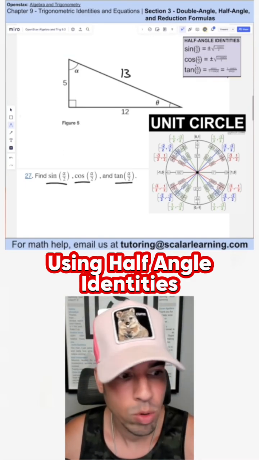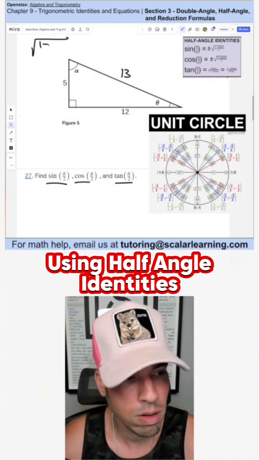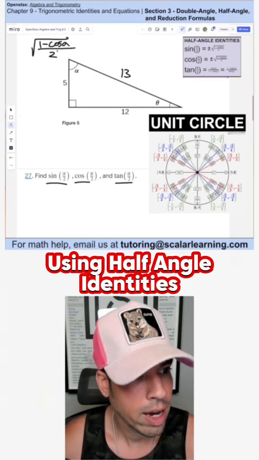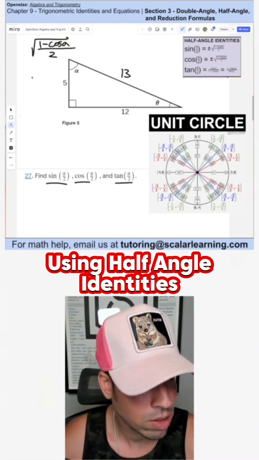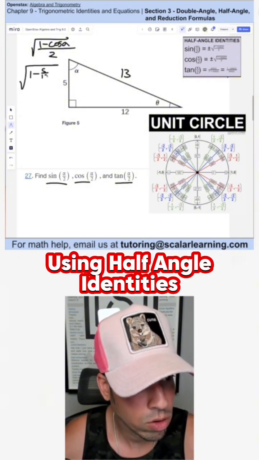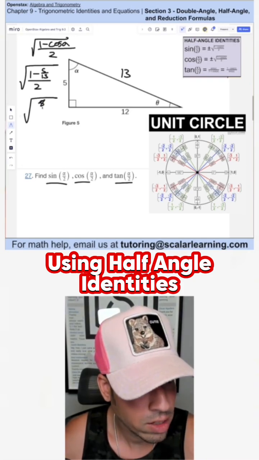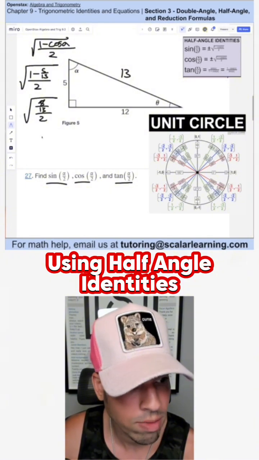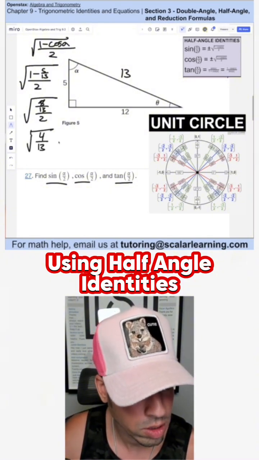Now, sine would give us, we'll start with square root of 1 minus cosine of a over 2. Okay, and what is cosine of a? Adjacent over hypotenuse, that's 5 over 13. So we got radical 1 minus 5 over 13 over 2. 1 minus 5 thirteenths is actually 8 thirteenths, and then that divided by 2 is like multiplying this by 1/2. So it really becomes 4 over 13.